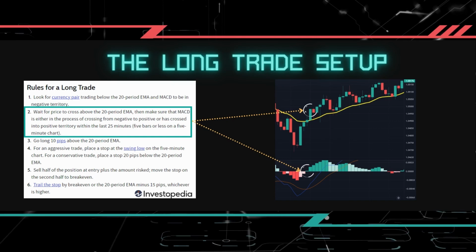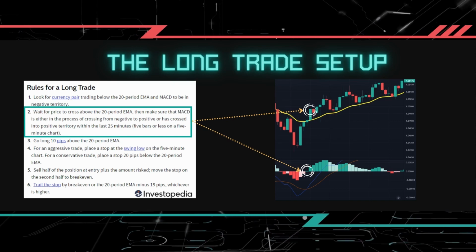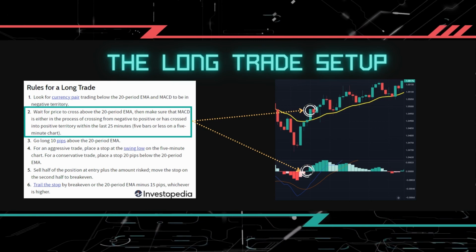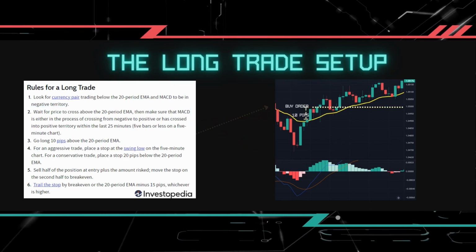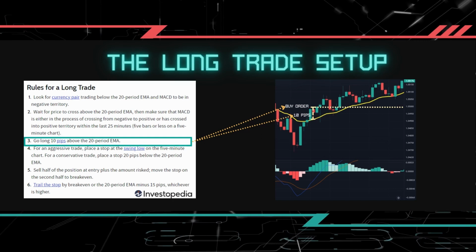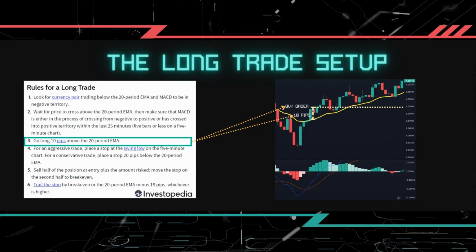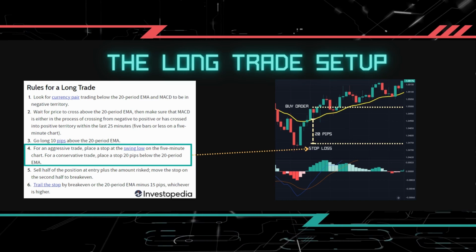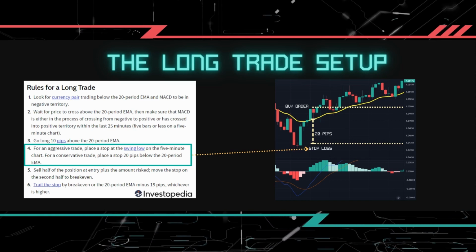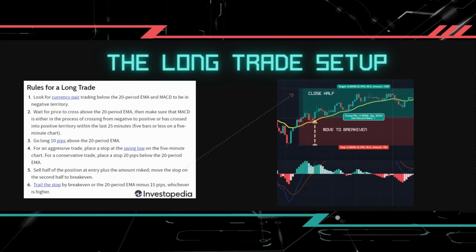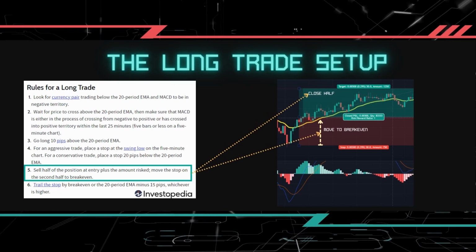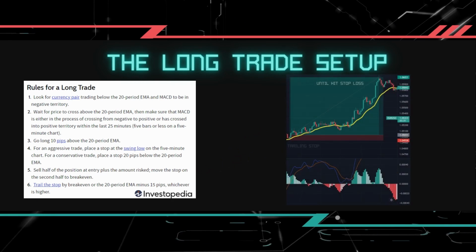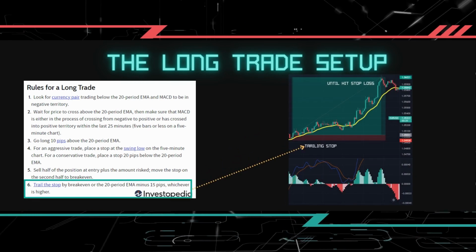Second, we will wait for the price to cross the 20 EMA and the MACD should also be crossing the zero line within the last 5 bars. Third, we will enter a buy stop that is 10 pips above the 20 EMA. For our stop loss, we will use a conservative approach and set the stop loss 20 pips below the 20 EMA. Next, we will take half of the profit when price reaches above the 30 pips level and shift the stop loss to break-even level. Lastly, we will trail the stop loss by break-even level and let our trade run as long as possible.